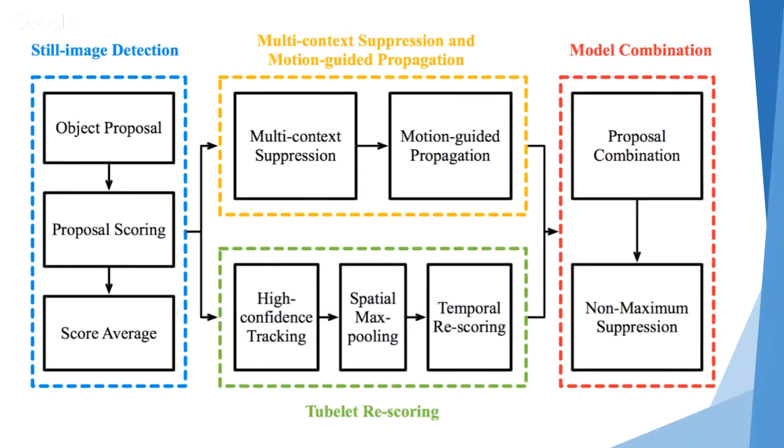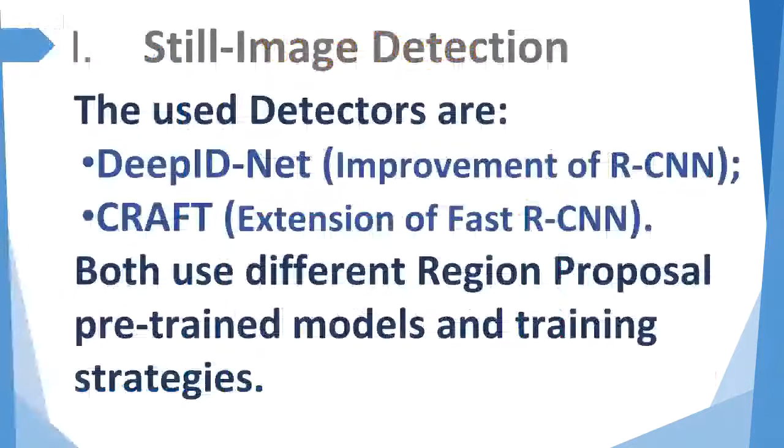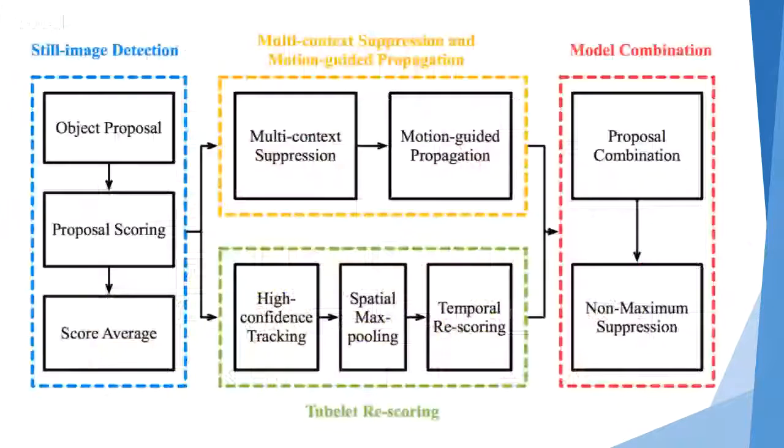This is really, really important to get the exact class and object inside the frames, because this gives all the other information to the other parts. Here we have multi-context suppression and motion-guided propagation, and we will see that they are done one after the other.